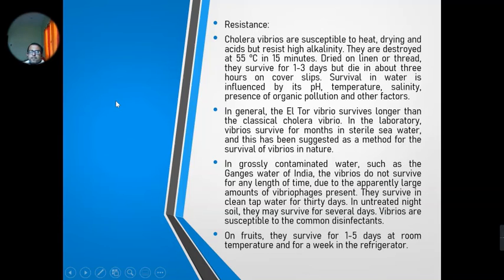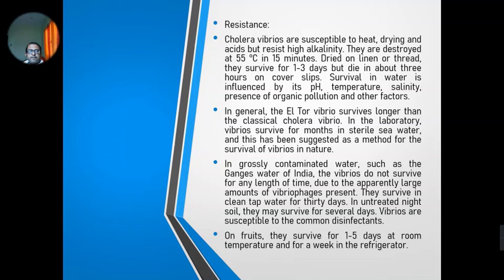Now, the resistance characteristics of this bacteria. This bacteria, Vibrio cholerae, is susceptible to heat, drying, and acid. So, this cholera disease is mainly observed during the rainy season. While the rainy season is there in our country, at that time this cholera disease occurs mostly.